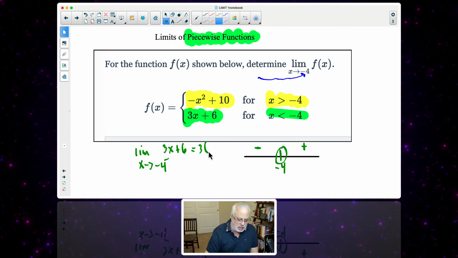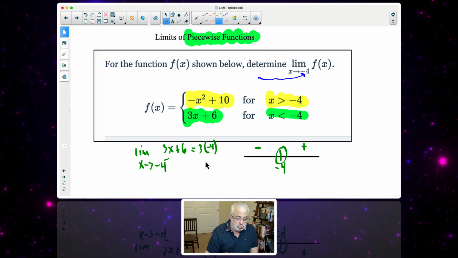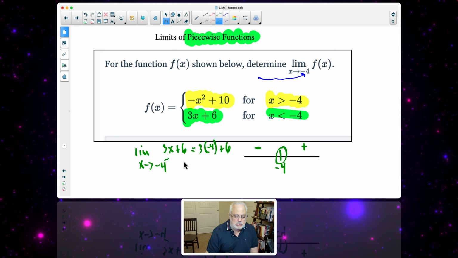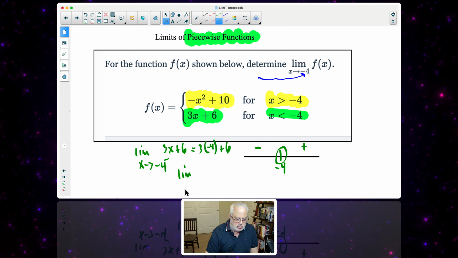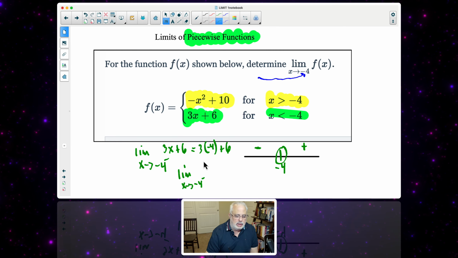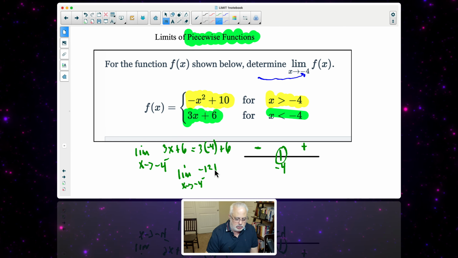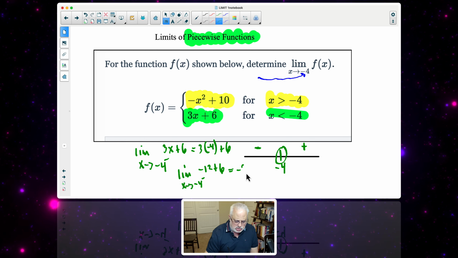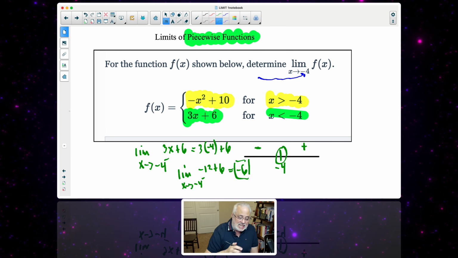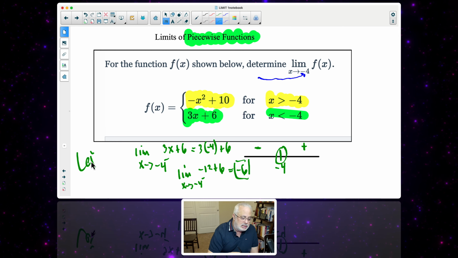3 times -4 plus 6. So the limit from the left of -4 is -12 plus 6, which is -6. So I have the left side limit.